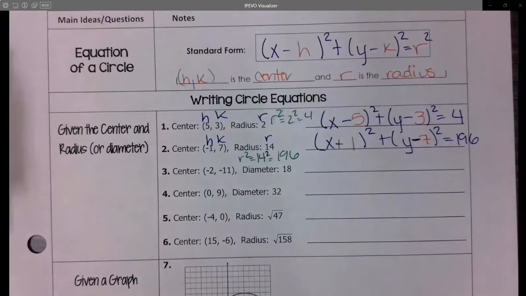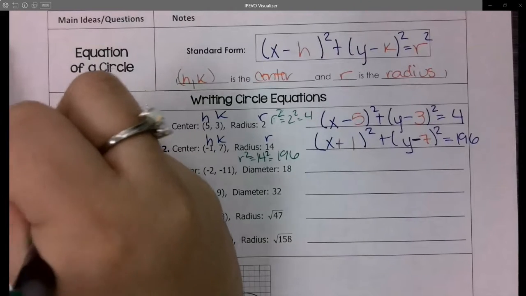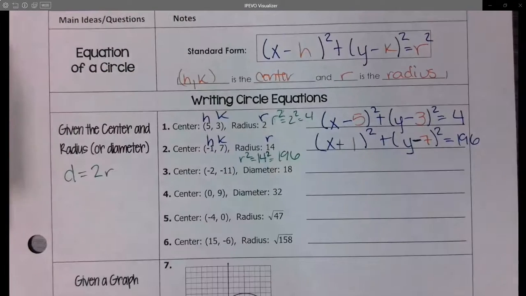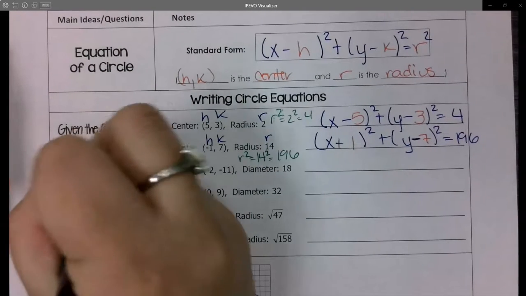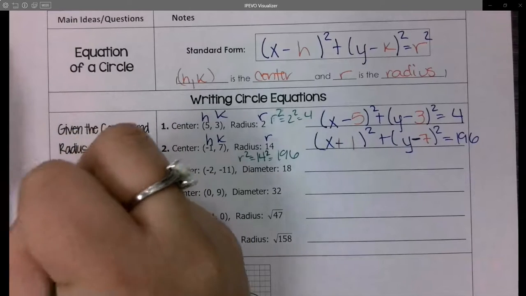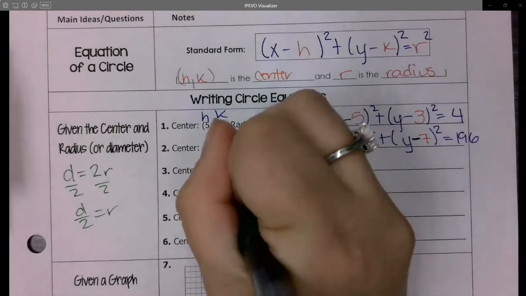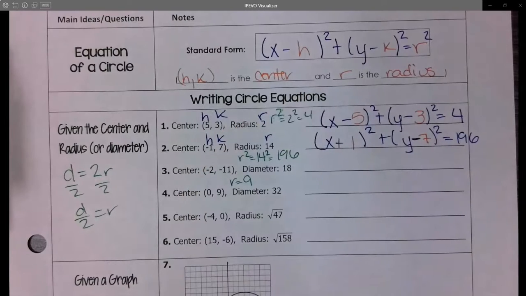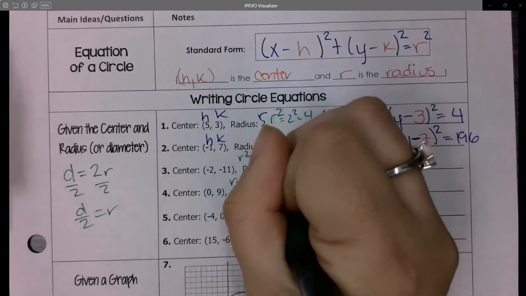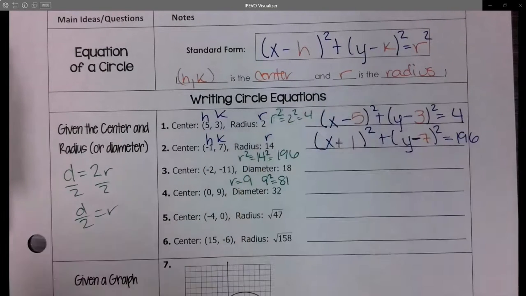On number 3, it tells me a diameter. Remember, diameter equals twice the radius. So if I have a diameter, I can divide by 2 to get my radius. So over here, my radius is really 9 for number 3. And then 9 squared is 81.